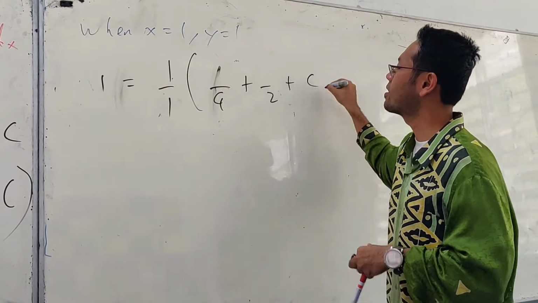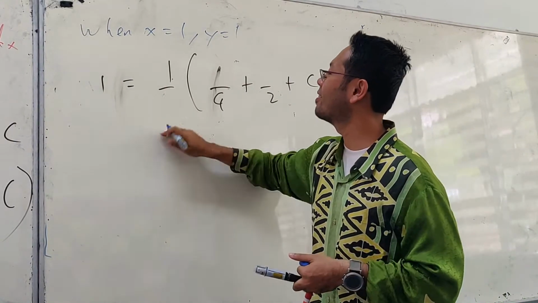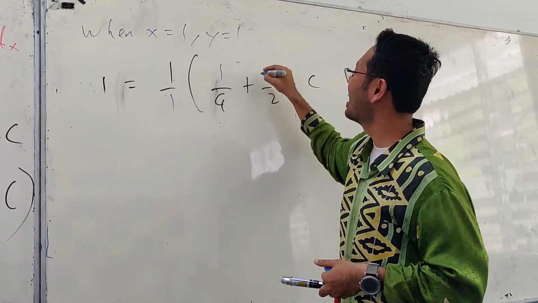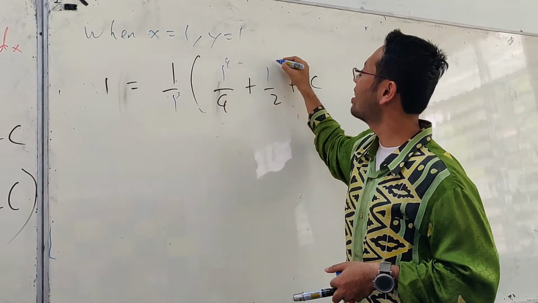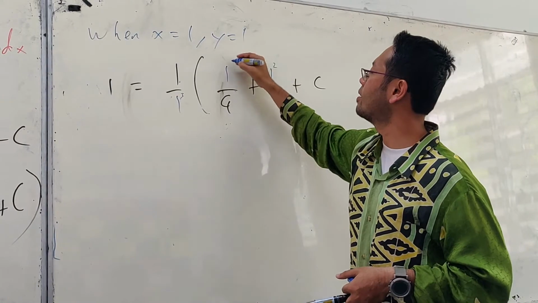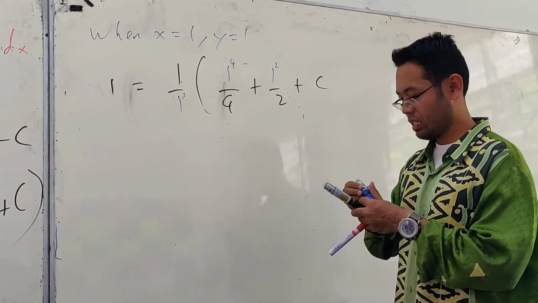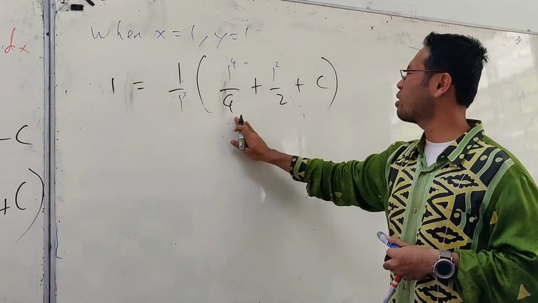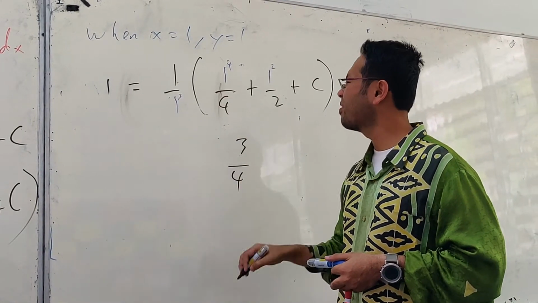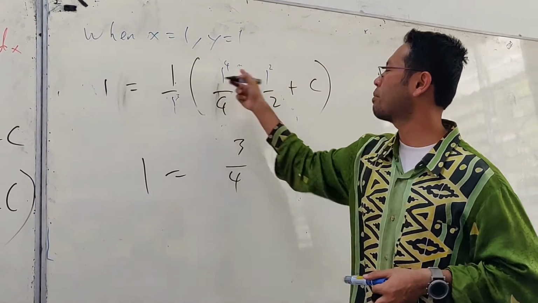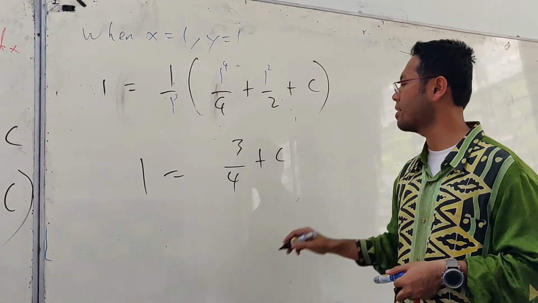Let's write down this first. Easy for me to substitute. Okay. Can we guess if you want? I'm going to repeat the calculation. 1/4 plus 1/2 is 3/4. Times 1, it's the same, plus C.